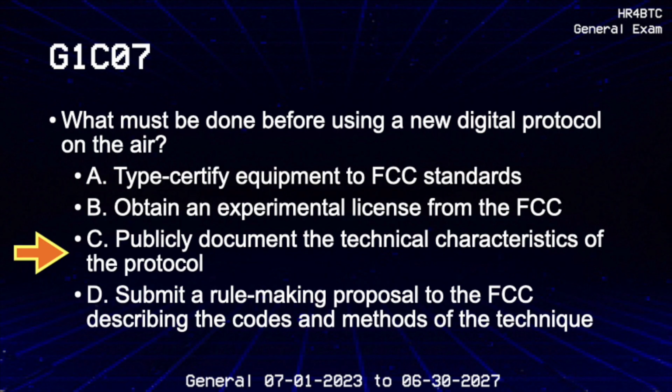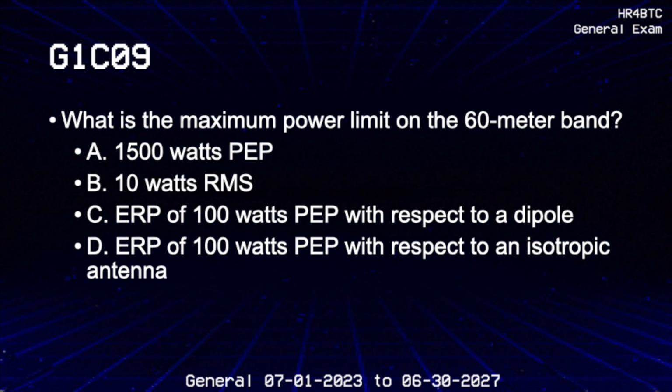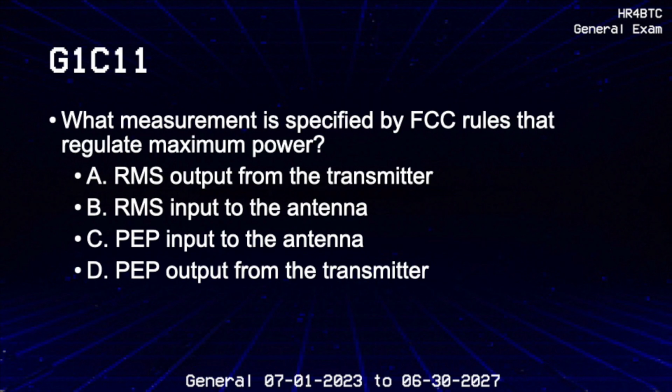Publicly document the technical characteristics of the protocol. What is the maximum power limit on the 60-meter band? ERP of 100 watts PEP output with respect to a dipole. What measurement is specified by FCC rules that regulate maximum power? PEP output from the transmitter.